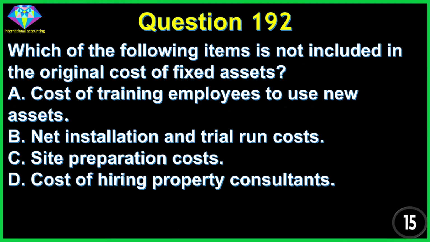Which of the following items is not included in the original cost of fixed assets? A. Cost of training employees to use new assets. B. Net installation and trial run costs. C. Site preparation costs. D. Cost of hiring property consultants. The answer is A. Cost of training employees to use new assets.